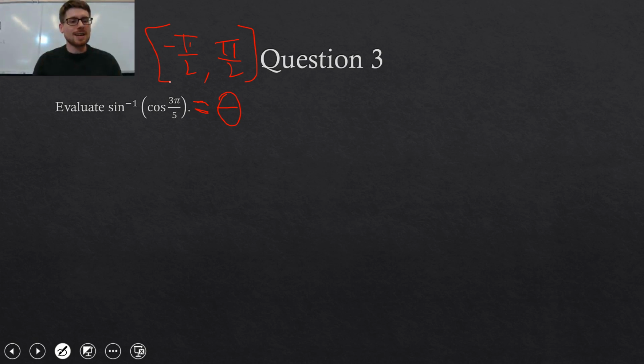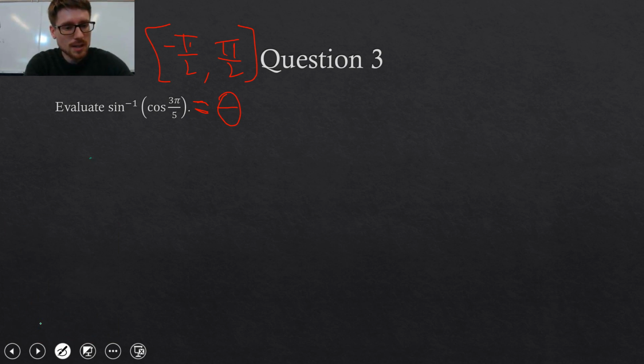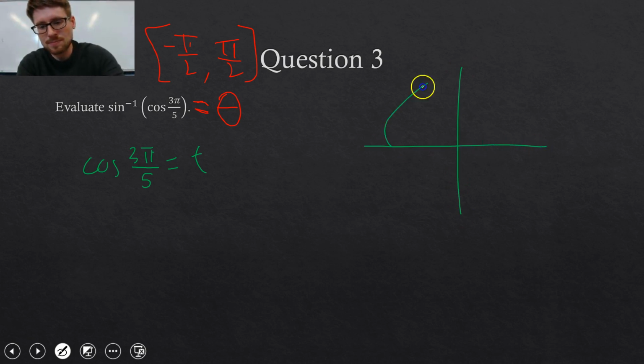So that means we're getting an angle from negative pi over 2 to pi over 2 as the answer. Okay? Now let's go ahead and start tackling each piece of this. So the inside, starting with that, let's call the answer to the inside t. So cosine of 3 pi over 5 is equal to some number t. And so we have a diagram we can draw to represent this.